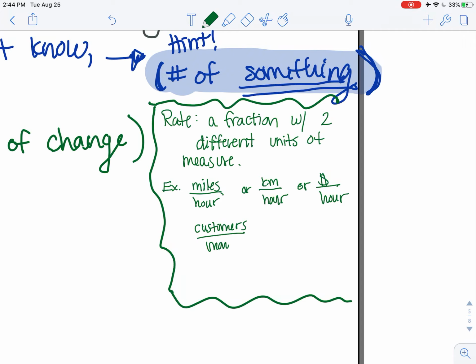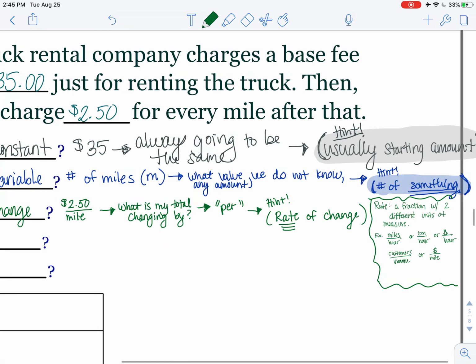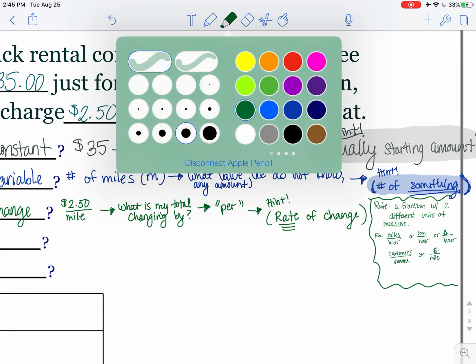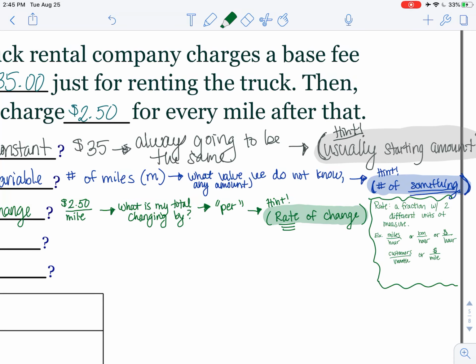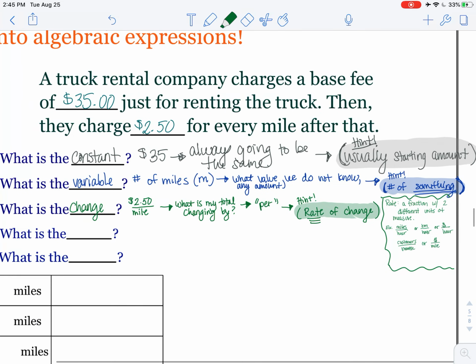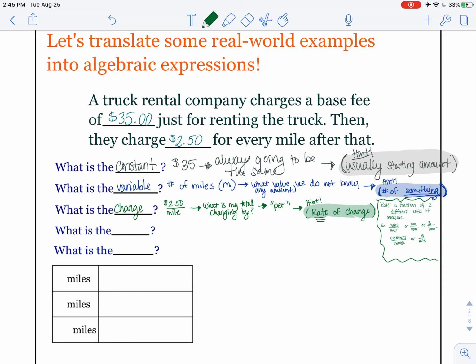Per month. Not the most traditional units of measure or labels, but the number of customers per month. Or in this case, we're talking about the number of dollars per mile. So that is what a rate is. And your rate of change will always be written as a rate. Okay? It's always going to be written as a rate, because it's that constant rate of change.